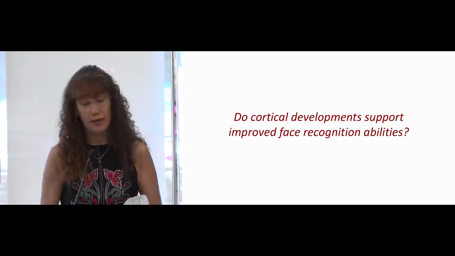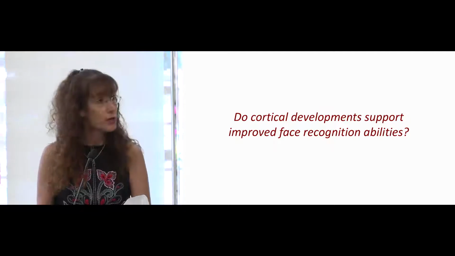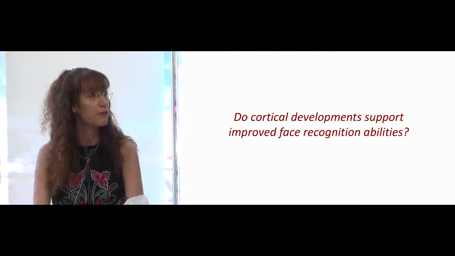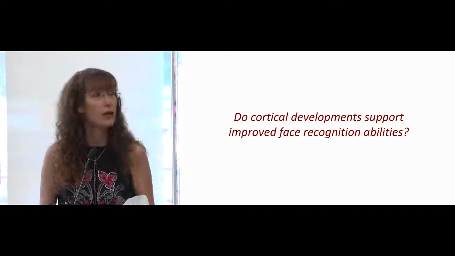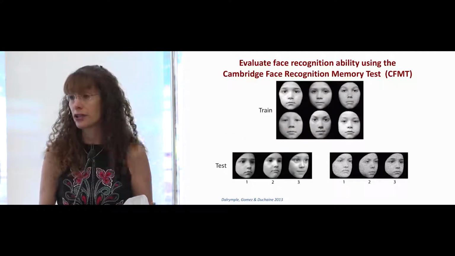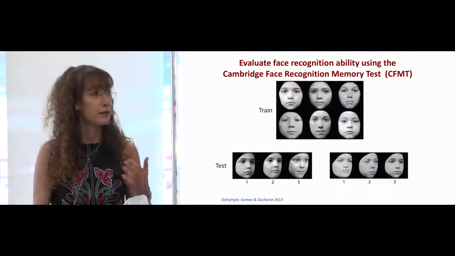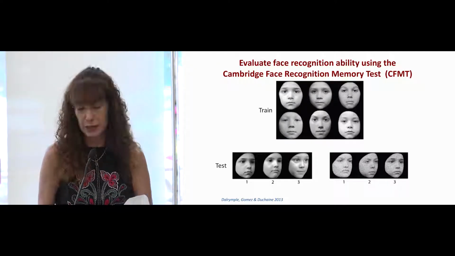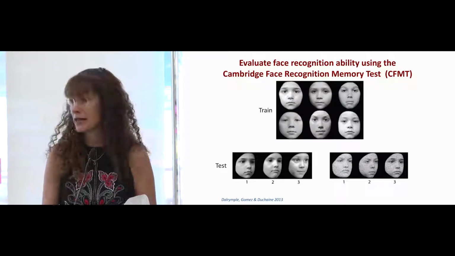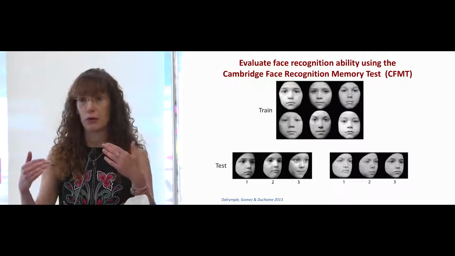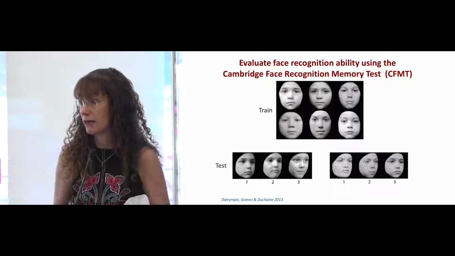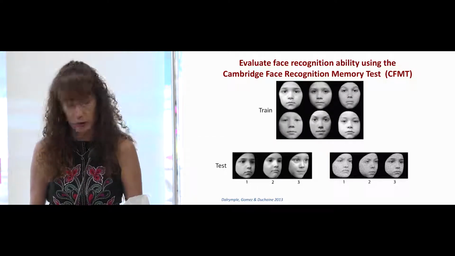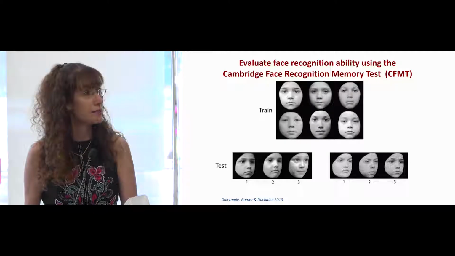So these data indicate that the structural and functional developments are linked, and then we ask if these developments affect face recognition abilities. To assess face recognition abilities, we use a test that has been developed by Brad Duchaine and colleagues called the Cambridge Face Memory Test. This is a test that evaluates how good people are at discriminating and remembering faces. We use a variant of the task that has child faces because we don't want our children to be at floor behavior.